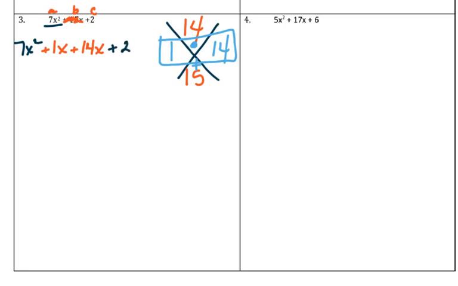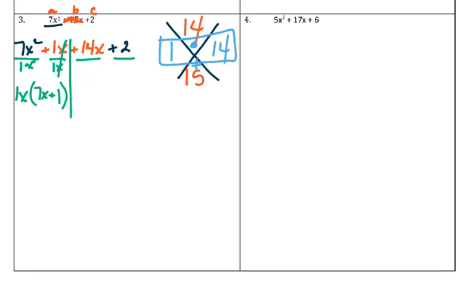Factor by grouping means I'm going to draw a line down the middle. And I'm going to ask myself, what can I take out of a 7x squared and a 1x? Well, I can divide them both by 1, and they both have an x in them. So I'm going to remove a 1x. When I divide by 1x, 7x squared divided by 1x is 7x, plus 1x divided by 1x is 1. Same thing in this one.